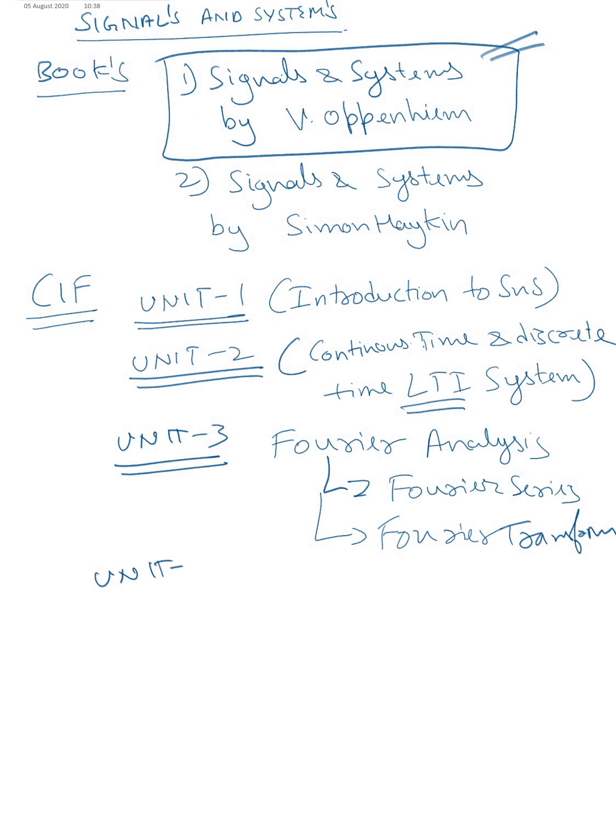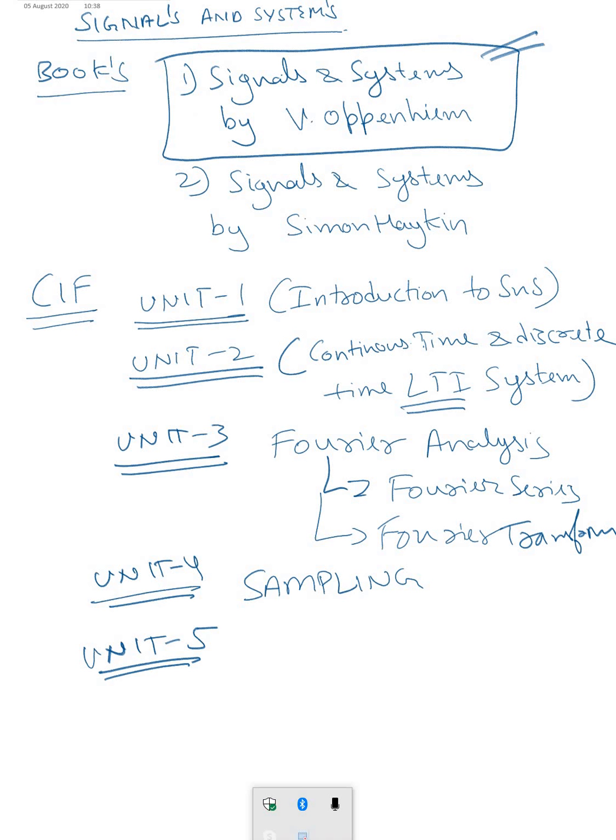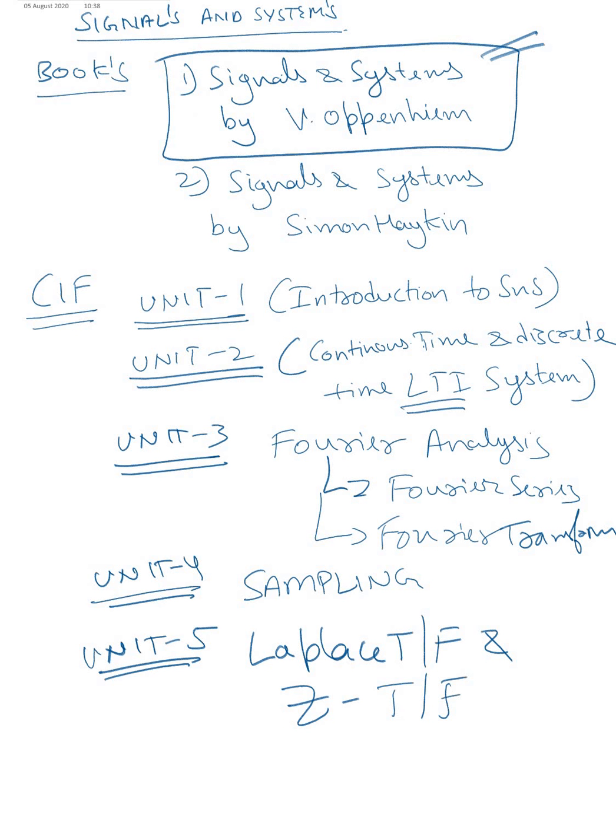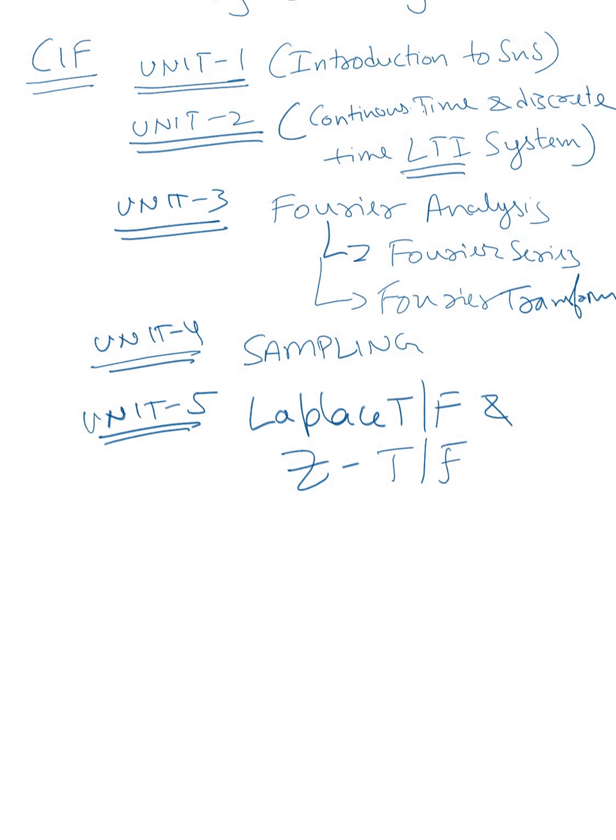And then coming to unit 4. Unit 4 is based on sampling. Sampling is one of the most important processes while digitizing a continuous time signal or analog signal to a digital signal. And the last unit, which is unit 5, is Laplace transform and Z transform. So these are the 5 units that we are going to study in this course.